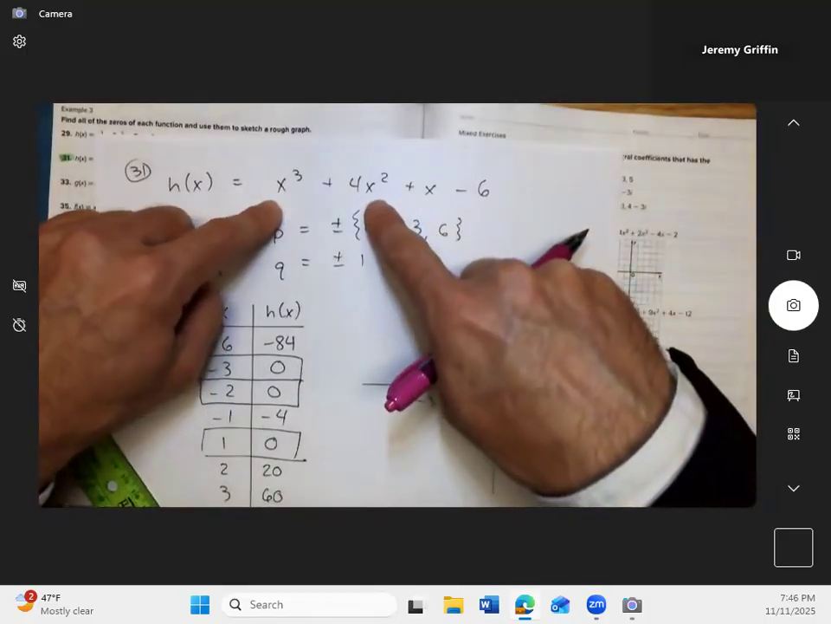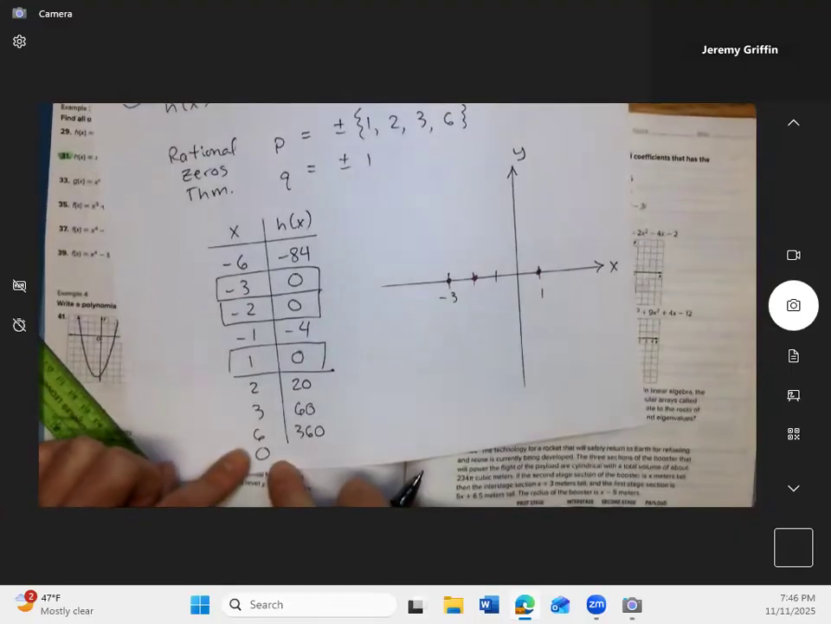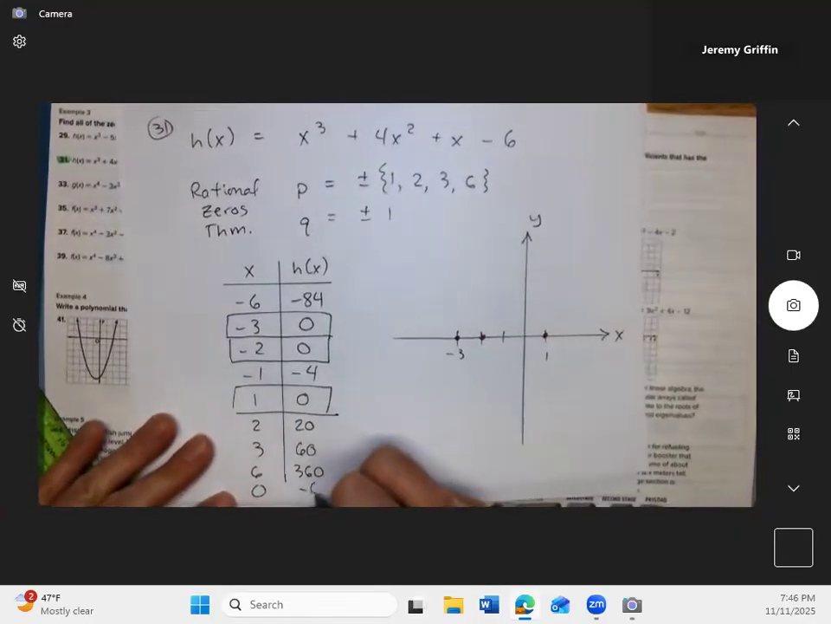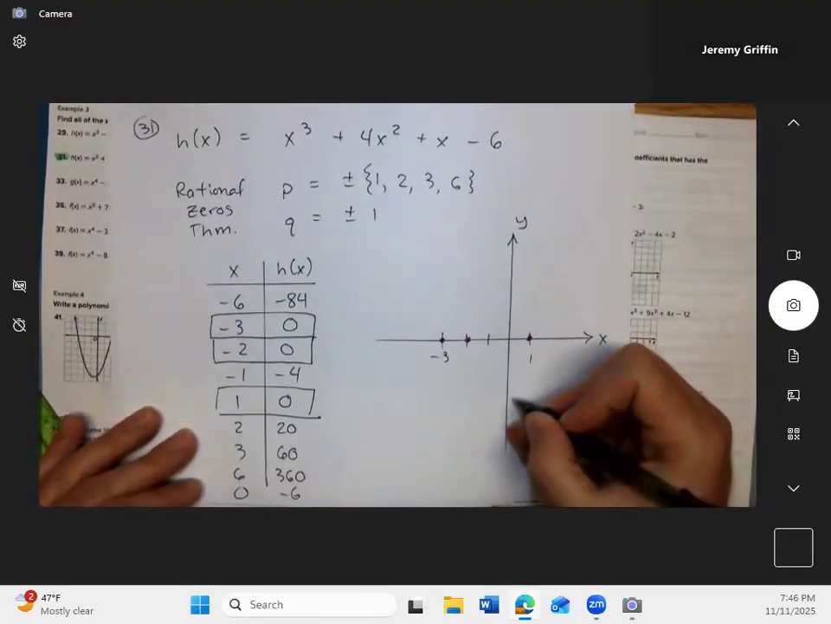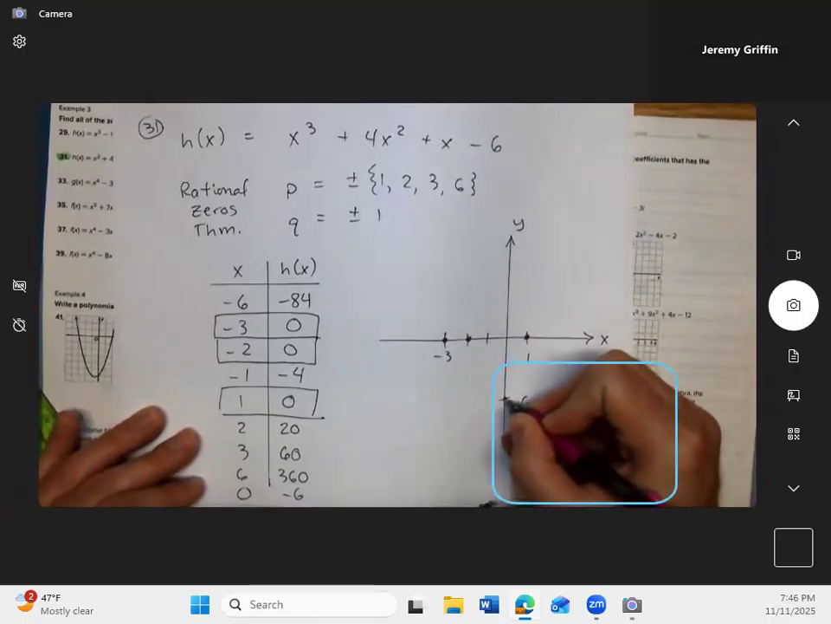Because if you plug in 0 for x, I'll add that to my table right here. I'll squeeze it right at the bottom. If I plug in 0 for x, 0, 0, 0, minus 6, that would give me negative 6. Wouldn't it have to? If you plug in 0 for x, you get negative 6. So I'll put negative 6 right about here. Right? And that would have to be the y-intercept.